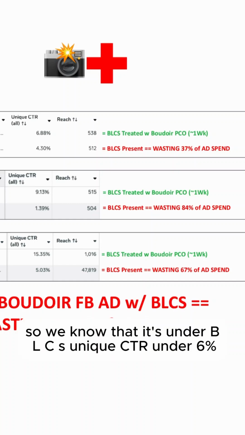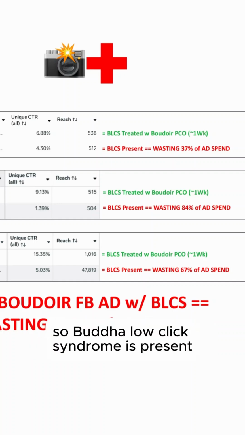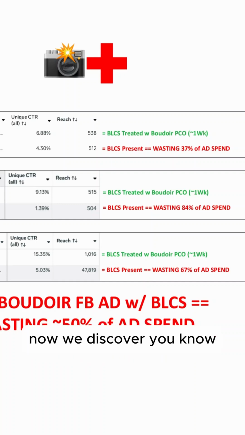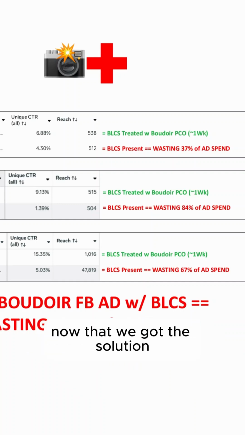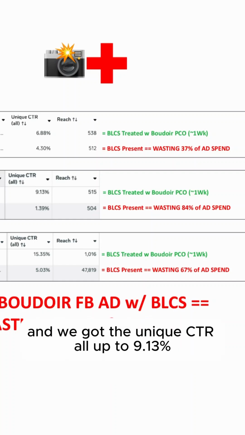So we know that it's under BLCS, unique CTRL under 6%, so BLCS is present, and Boudoir, so Boudoir low click syndrome is present. Now that we got the solution, we treat it with Boudoir Pico, takes about a week, and we got the unique CTRL up to 9.13%.